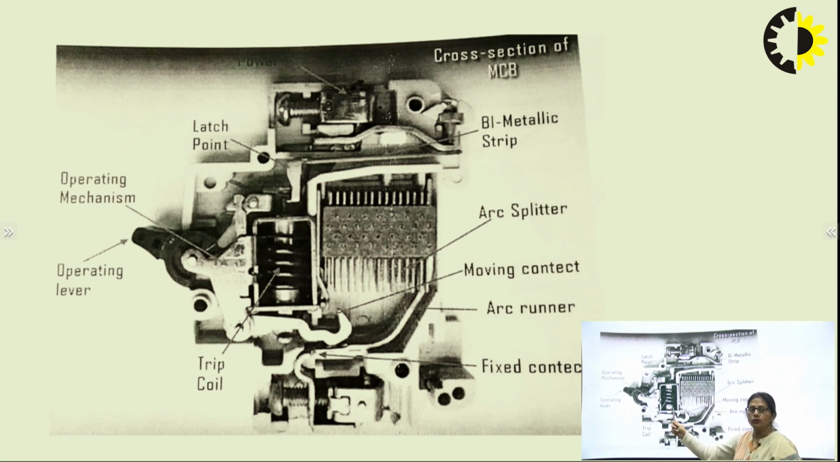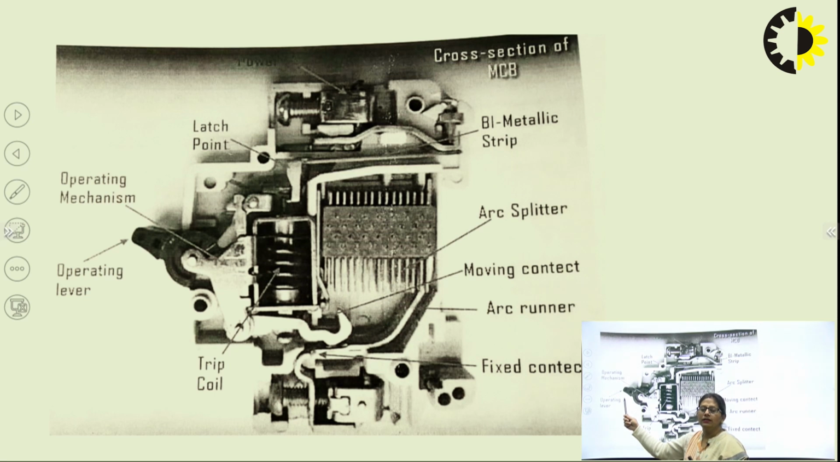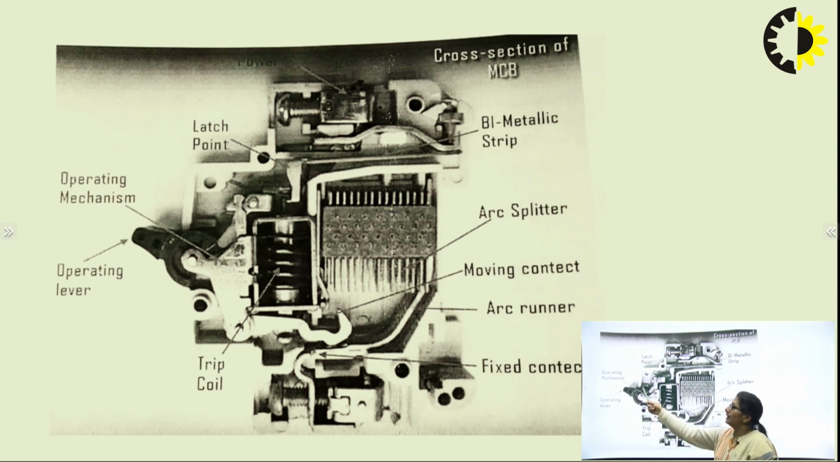The manual operation can also be done. For the manual operation, the operating lever is provided. So the circuit breaker can be operated manually with the help of the operating lever. If the MCB is operated with the operating lever and is made to be in the off condition, then once the lever is pulled down, it is connected to the latch point. So it will result in the displacement of the latch point, because this latch point is connected with the spring tension, with this moving contact.